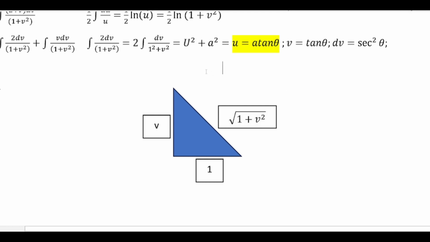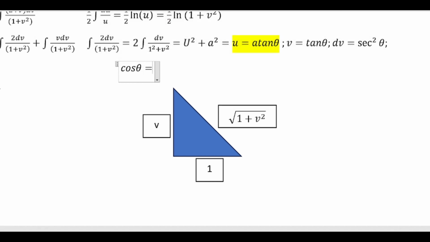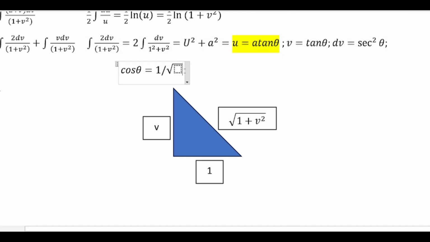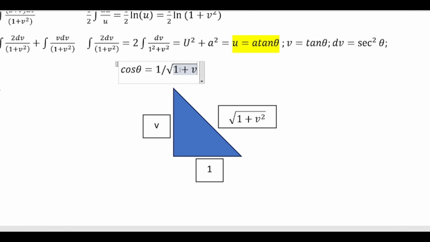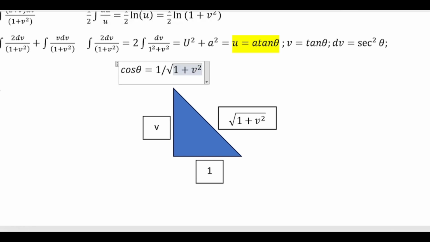We can say that, let's insert some equation. Now we can say that cosine of theta, where's the theta? There. Cosine of theta is equal to, what is cosine of theta? That is adjacent over the hypotenuse, which is 1 adjacent over the square root of 1 plus b squared. There. And then equals.